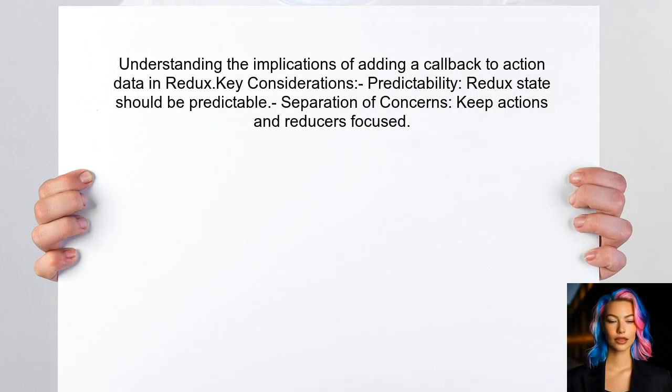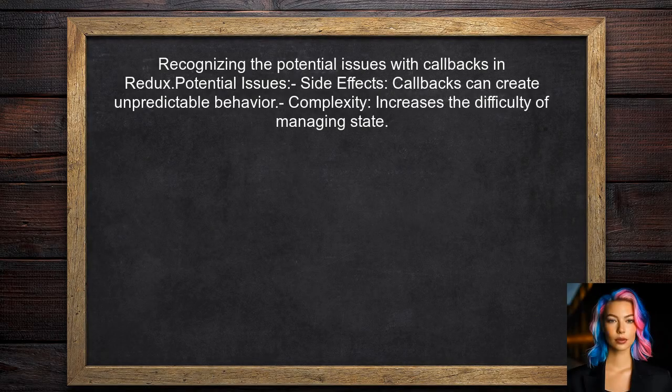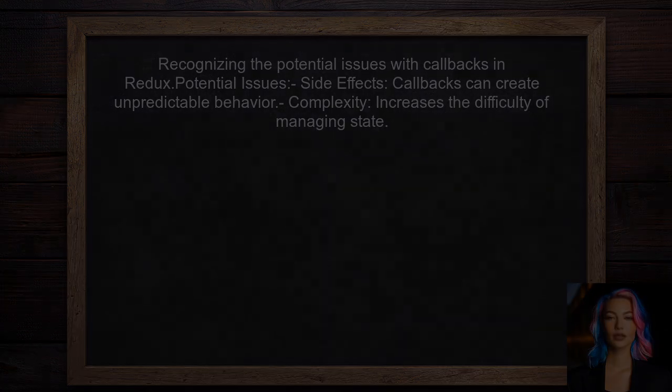To address the user's question about adding a callback to the action data in a Redux reducer, we first need to understand the implications of this approach. The user should consider whether this pattern aligns with Redux's principles of predictability and separation of concerns. Next, the user should recognize that while it is technically possible to include a callback in the action data, it can lead to side effects that are difficult to manage. Redux encourages pure functions, and callbacks can introduce complexity.